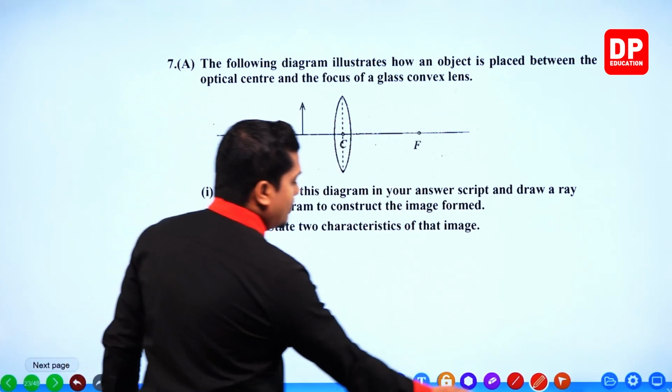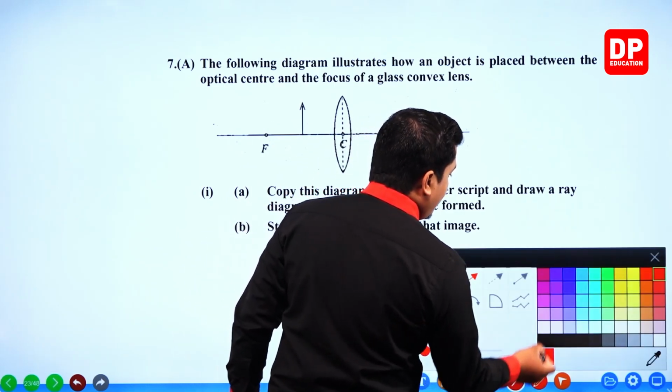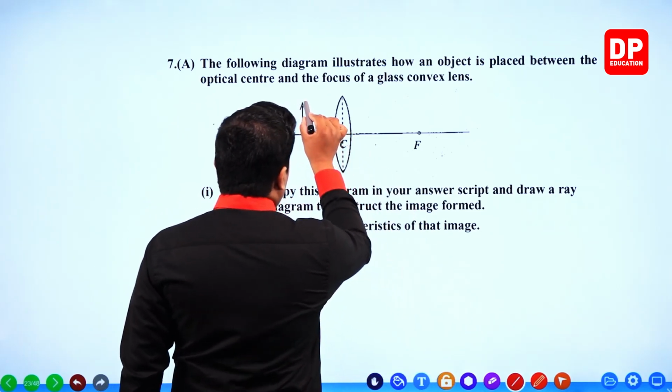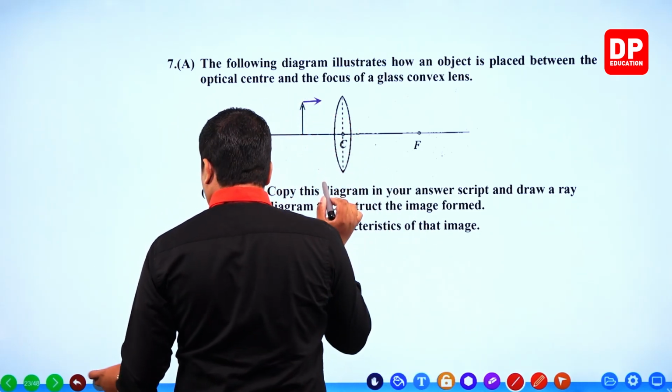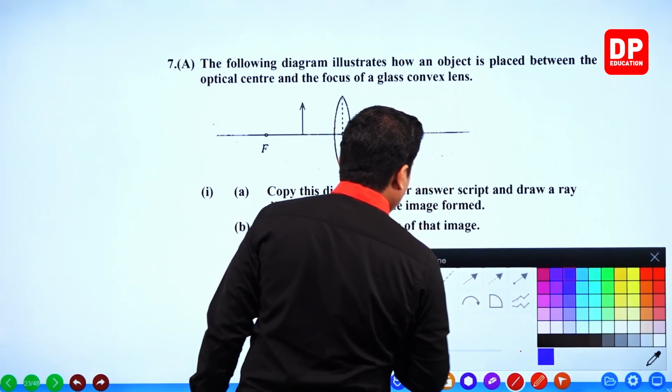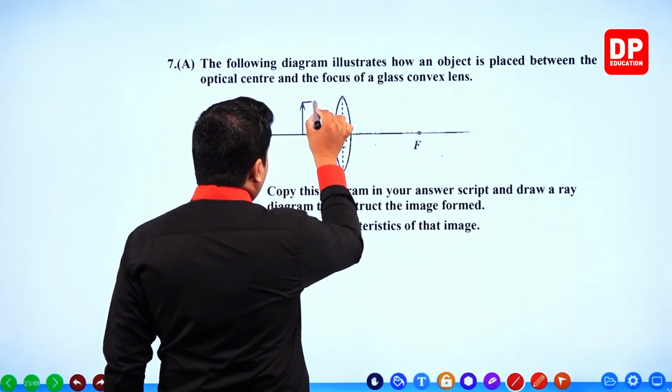So first and foremost, draw a straight parallel line, a parallel line starting from the head of the object like this.